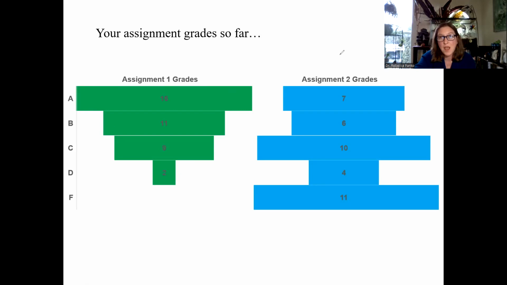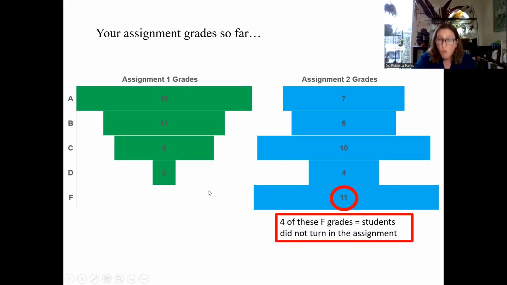Which is great. However, once we get to assignment 2, holy cow, what is happening? This is not good. Now we only have 7 A's. Many people have slid down, and oof, 11 F's on assignment 2. Some of those F's were due to late submissions, and 4 of these F's are because students didn't even turn in the assignment. Not an excuse, not good.